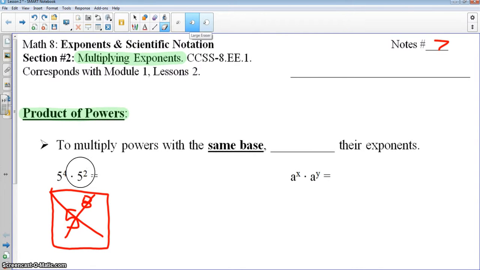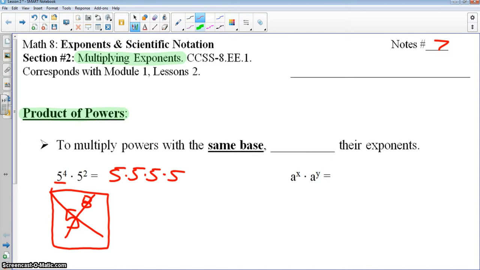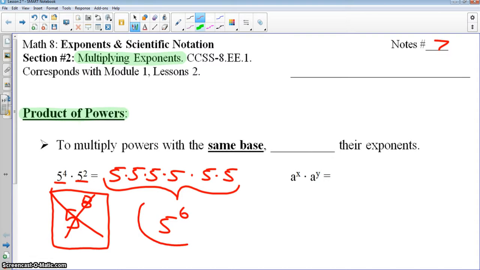Well, since we know from our last class that 5 to the 4th really means 5 times 5 times 5 times 5, and 5 squared means another 5 times 5, then we could just count the total, and hopefully you see that we actually have 6 5s repeated. So 5 is our base 6 times, so that is our answer, 5 to the 6th. Now a short way of doing that is hopefully you could see that if you just added the exponents, 4 and 2, you would have got 6.